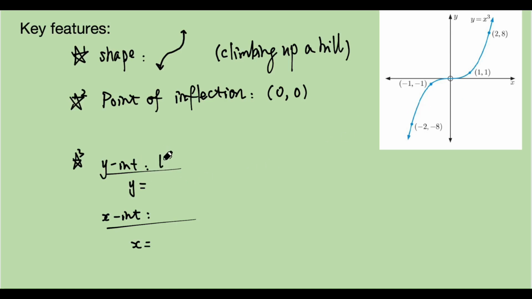For the y-intercept, we just let x equal 0 and the corresponding y is 0. Therefore, the y-intercept is 0. Similarly, the x-intercept is 0 as well. Here, also pay attention, when x approaches positive infinity, y goes to positive infinity as well. And then if x becomes very, very small, the y value goes to negative infinity as well.